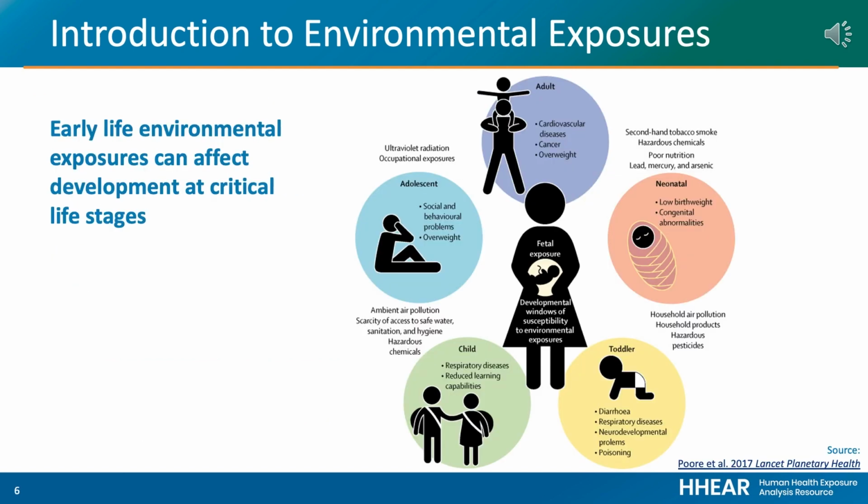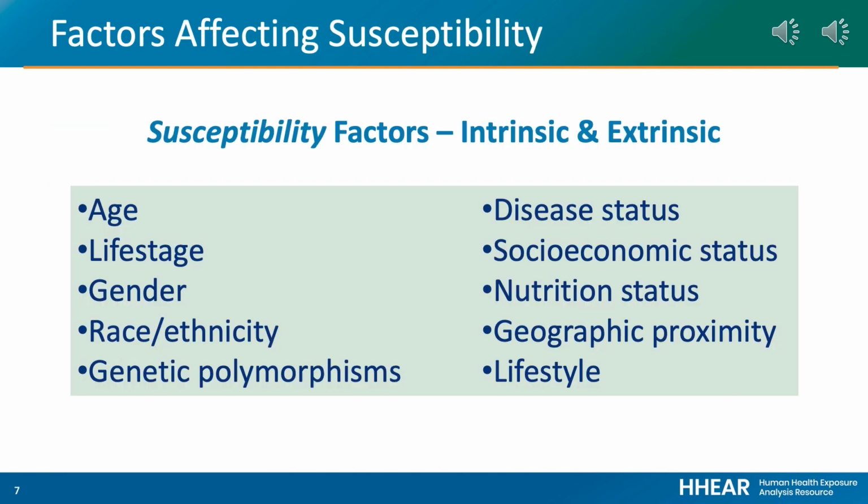These environmental exposures to air pollution, contaminated food and water, and toxic substances, especially early in life, can affect development at all critical life stages, from embryo through childhood and into adolescence. Now that we've discussed what environmental exposures are and the routes of exposure, let's talk about factors affecting an individual's susceptibility to health outcomes of interest.